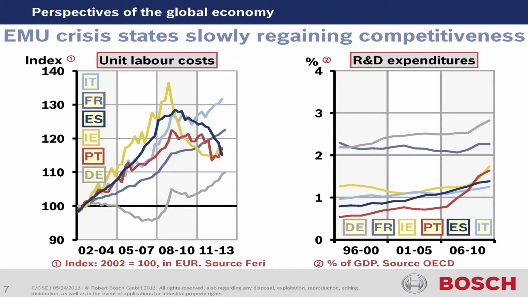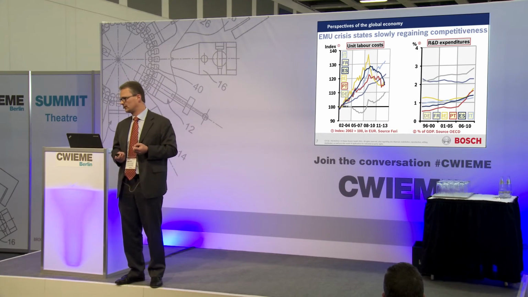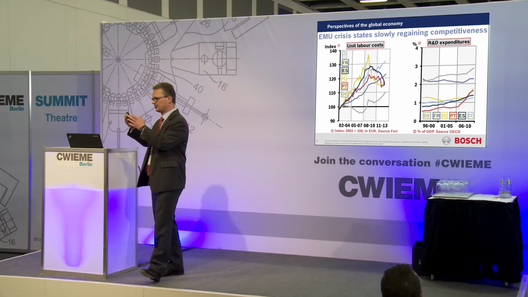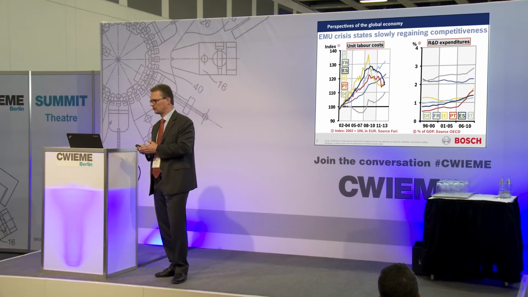There is a target by the OECD. It's saying that R&D expenditures should be around 3% of GDP. So a competitive economy should set aside year by year 3% of all goods and services produced for R&D, research and development. So what can we say?